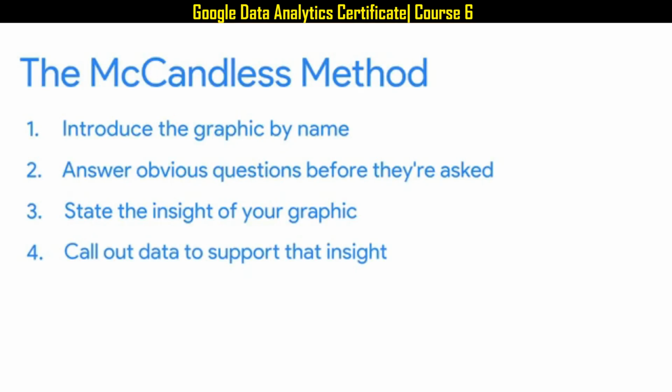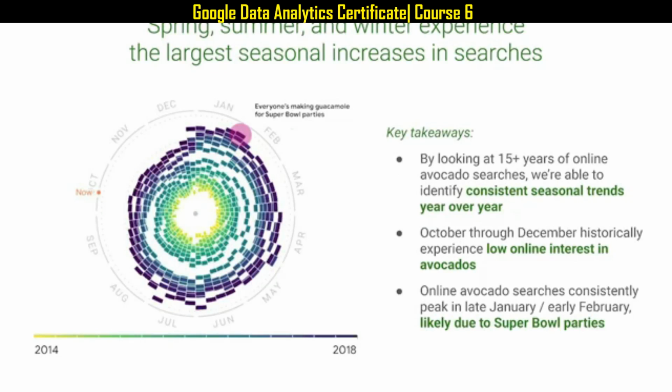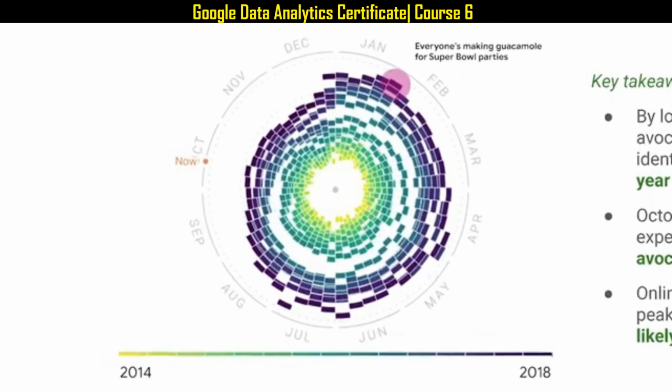The fourth step in the McCandless method is calling out data to support that insight. This is your chance to really wow your audience, so give as many examples as you can. With our avocado graphs, it might be worth pointing to specific examples. In our monthly trends graph, we can point to specific weeks recorded here. During the week of November 25th, 2018, the search score was around 49, but the week of February 4th, the search score was 90. This shows the rise and fall of online search interest with the help of some of the very cool data in our graphs.